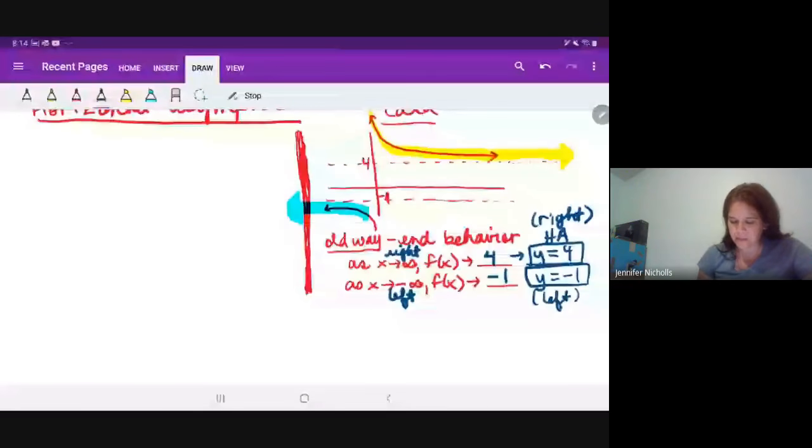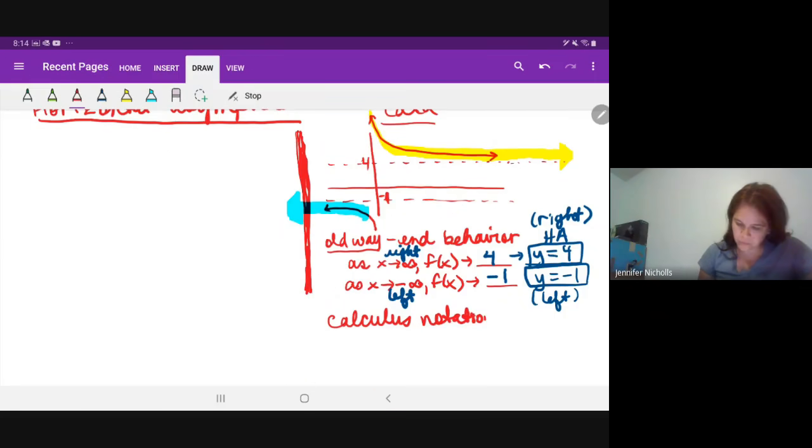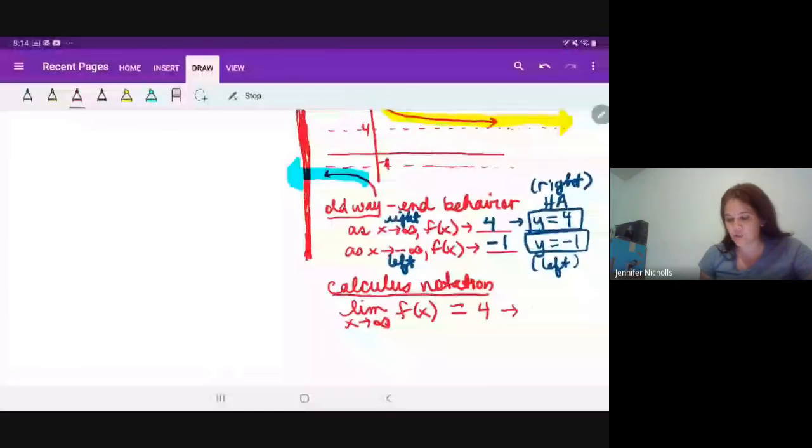Now, in calculus notation, I'm going to write limit as x approaches infinity of f of x equals 4. So that's what it looks like, and that means y equals 4 is the horizontal asymptote. And limit as x approaches negative infinity of f of x equals -1 means the asymptote is at y equals -1.